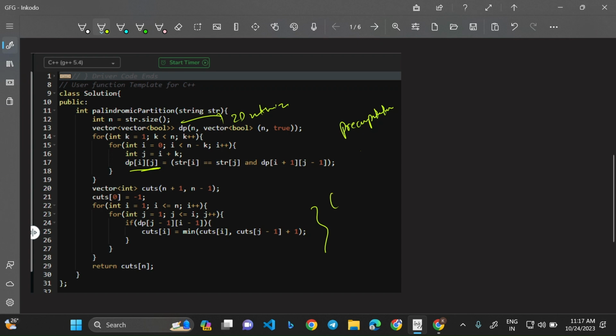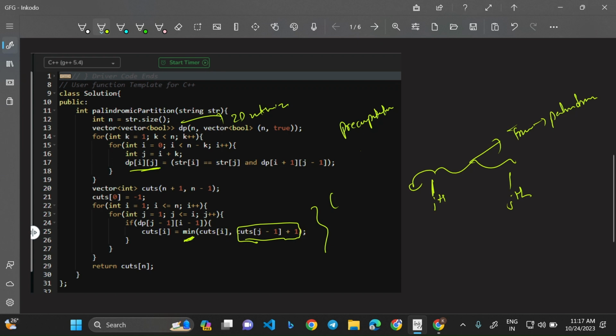So if a particular substring, let us assume I'm at this i and this is j, and I get to know this is true, what does it mean? It is true in the sense that yes, it is a palindrome. If I know that it is a palindrome, that means I'll be asking the previous one. I'll be asking cuts of j minus 1, and I'll be adding plus 1 to it. And I'll be putting the minimum of it.